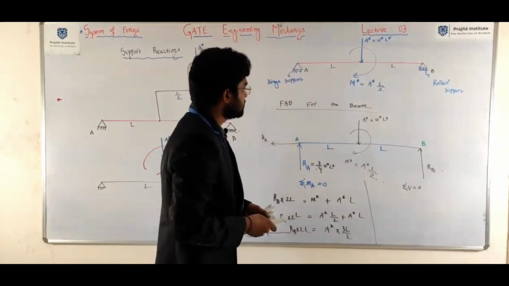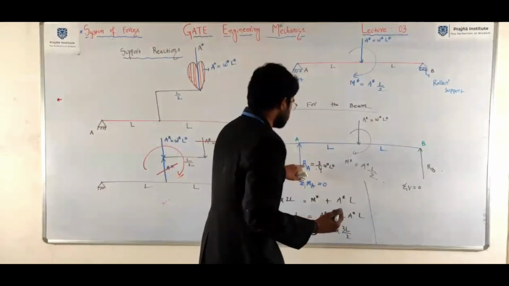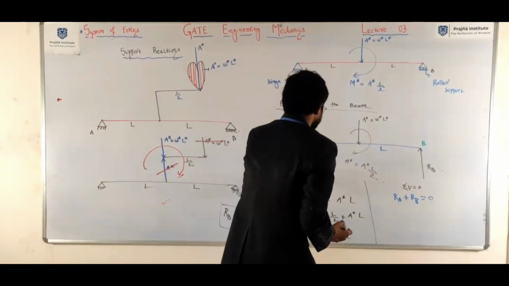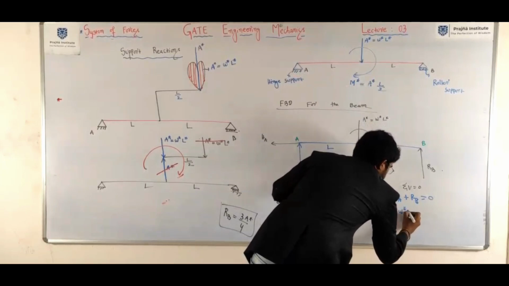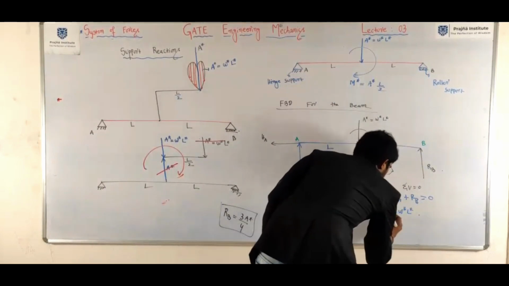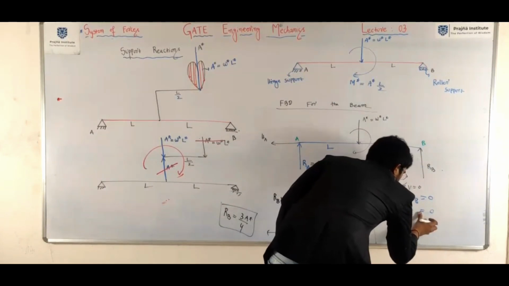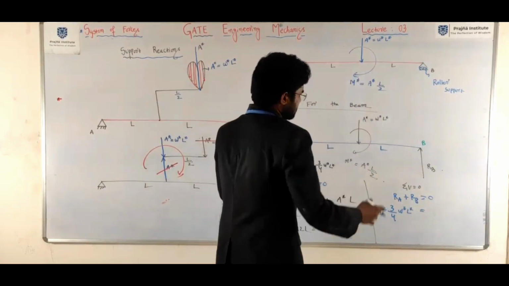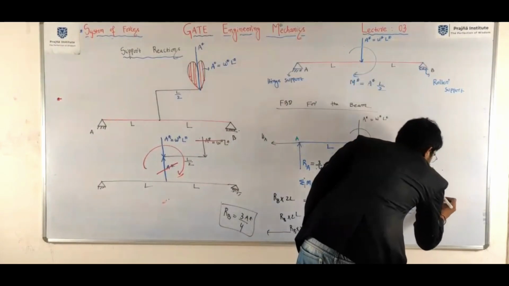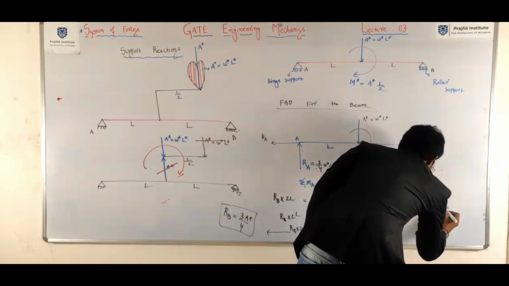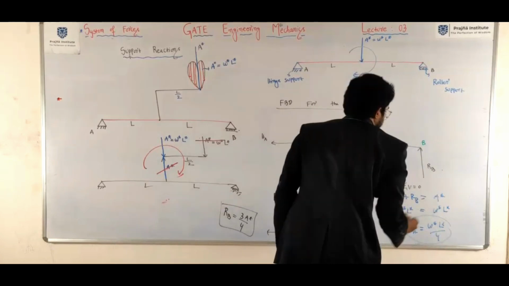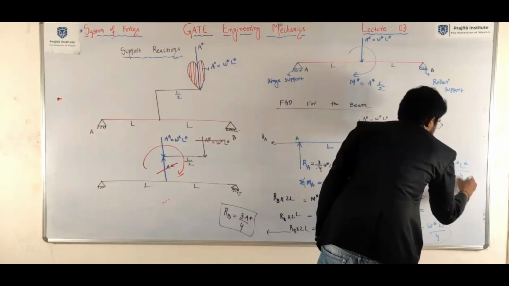Okay. Next, sigma V equal to 0. Sum of the upward force equal to sum of the downward forces. Then RA plus RB is equal to A star. This is W star L star. Then RA is equal to W star L star by 4.